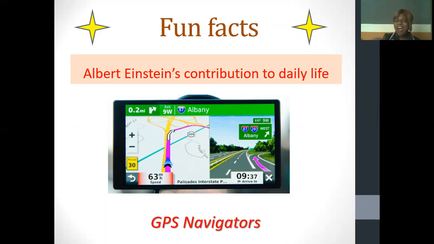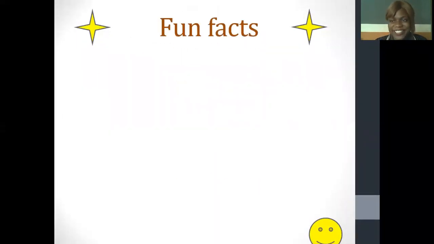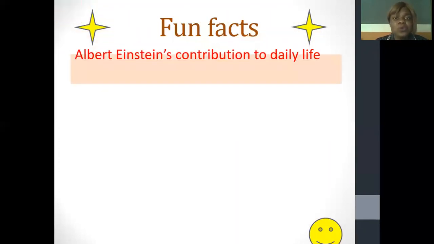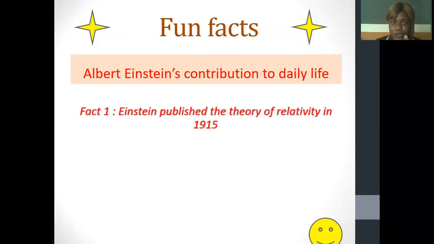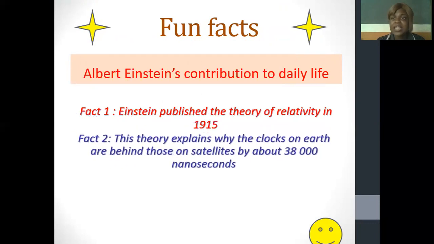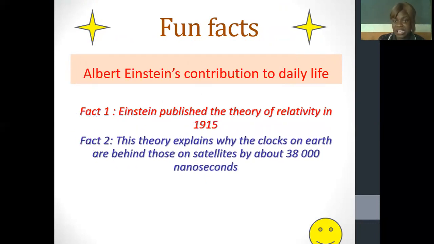Now let me tell you how Albert Einstein actually helped us with GPS navigators. I'll break it down step by step. First, Einstein published the theory of relativity in 1915. It's a very big field on its own. Fact two: the theory explains so many things, and one of them is why the clocks on Earth are behind those on satellites. The ones on satellites are faster by about 38,000 nanoseconds. That's one of the things Einstein's theory of relativity explains.